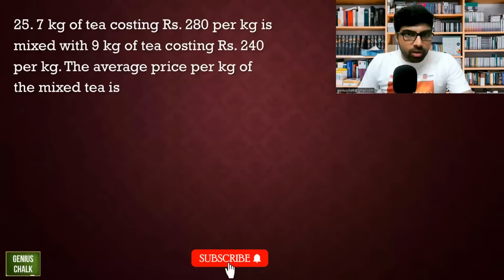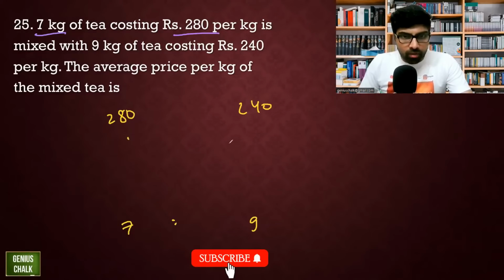7 kg of tea costing rupees 280 per kg is mixed with 9 kg of tea costing 240 per kg. Find the average price per kg of the mixed tea. This is what we need to find.